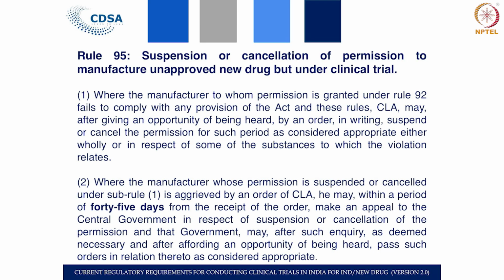Rule 95 talks about the suspension or cancellation in case of non-compliance, and if the manufacturer is aggrieved by the order, they can always appeal to the central government for reconsideration. Also, when an application is rejected, it has to be rejected within 90 days.